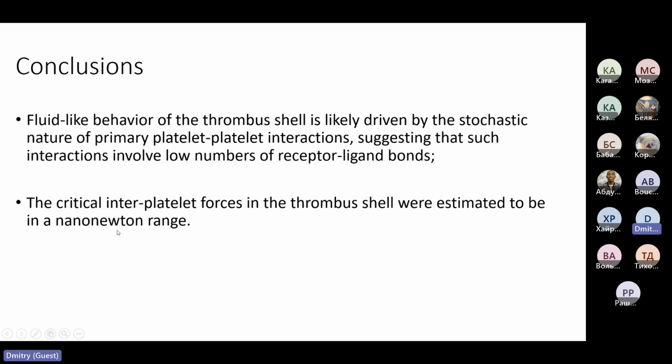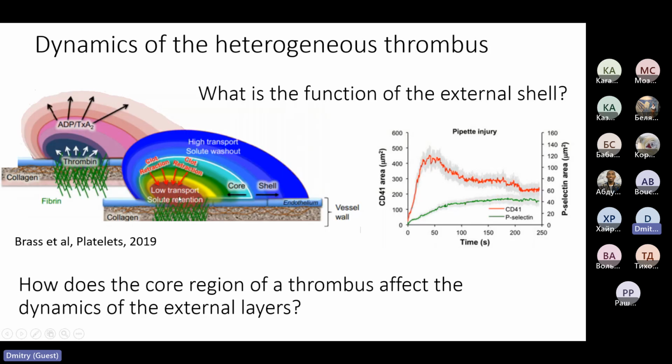Another conclusion is that using the model and comparing to the experimental dynamics, we estimated that the interplatelet forces in this thrombus shell are around a nanonewton. Now we know that highly activated platelets experience forces around 10 to 20 nanonewtons, so this probably refers to the internal regions of thrombi. It's interesting that our estimations for external regions are within this range of one or even less than a nanonewton of interplatelet forces.